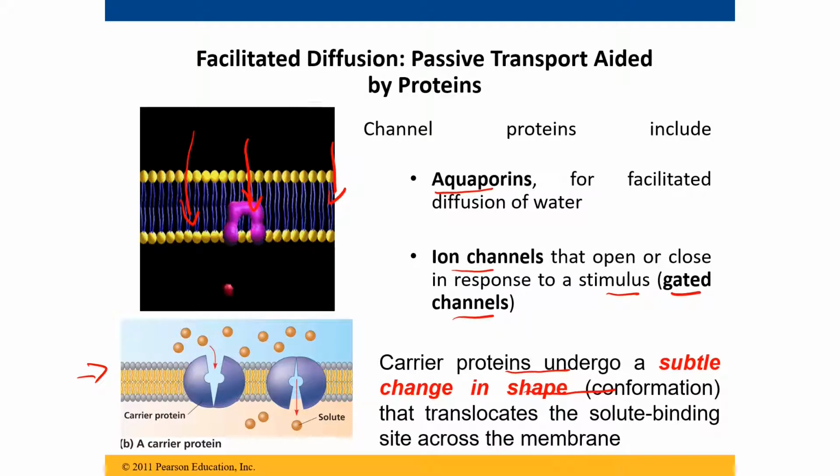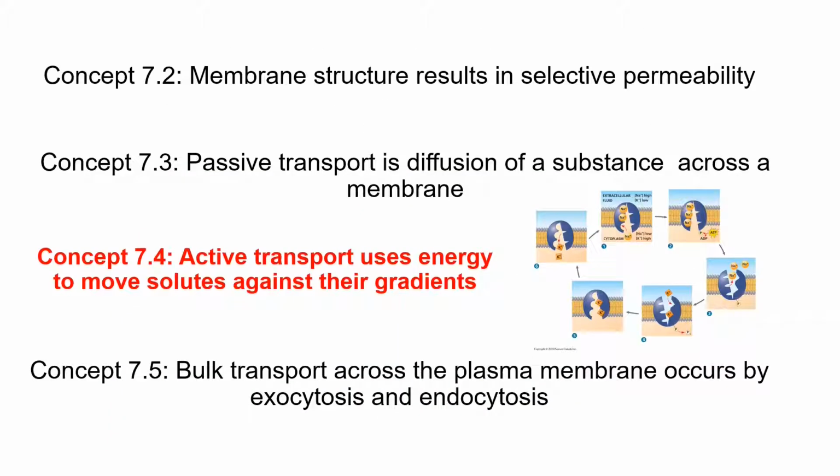So remember, I gave you an example of channel proteins that are important, the aquaporins. Then another example was the ion channels, and finally this third one, that is a carrier protein that needs to undergo conformational changes that are very subtle, that allow it to go from one side to the other side of the membrane. We're going to talk about active transport and how we use energy to move solute against the gradient. So here we don't have more diffusion. We need to use energy to go against the gradients.